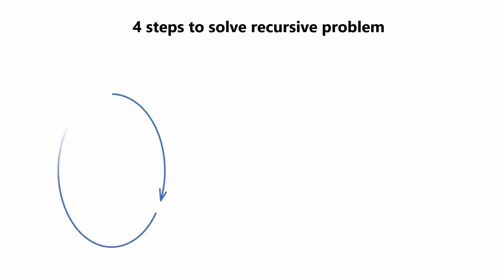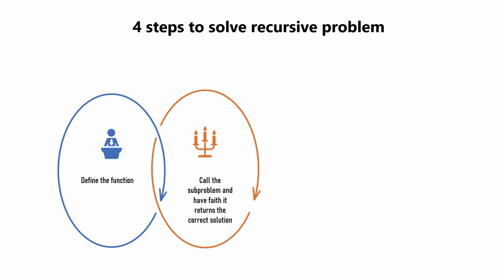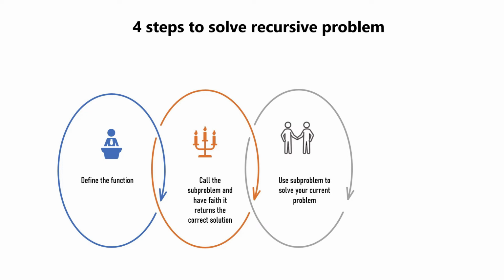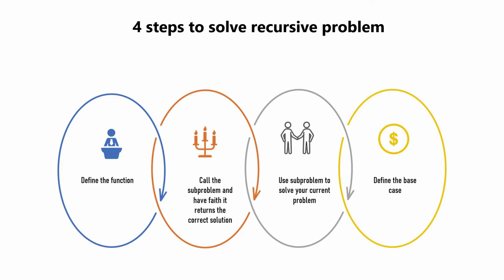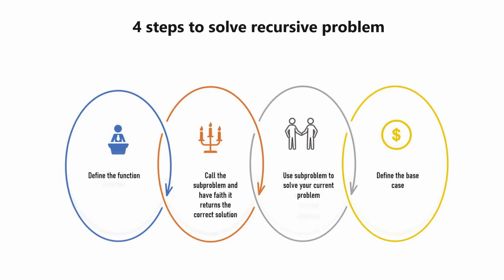The first one is to define a function. And this is obvious. The second one is to call the subproblem and have faith it returns the correct solution. The third one is to use subproblems to solve your current problem. The fourth and last one is to define the base case. Now, let's look at some of the examples.